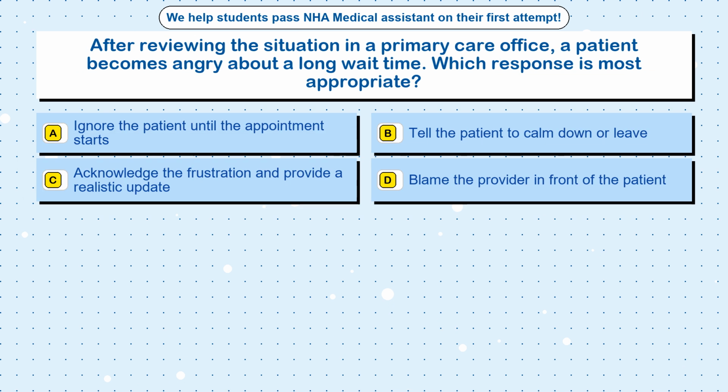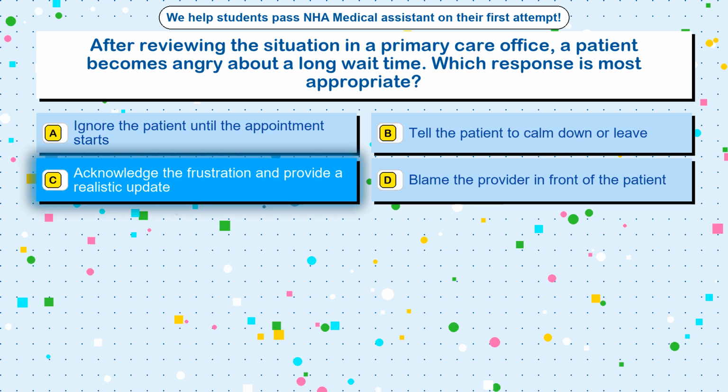Question 45. After reviewing the situation in a primary care office, a patient becomes angry about a long wait time. Which response is most appropriate? Option A. Ignore the patient until the appointment starts. Option B. Tell the patient to calm down or leave. Option C. Acknowledge the frustration and provide a realistic update. Option D. Blame the provider in front of the patient. The correct answer is option C.